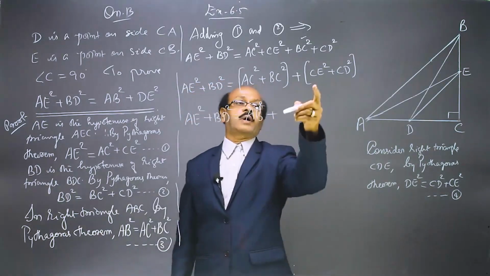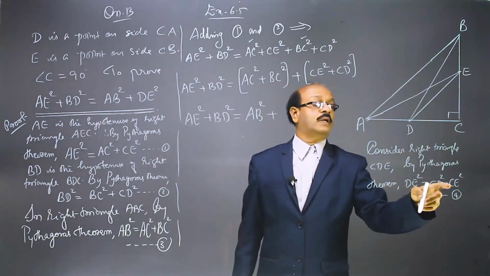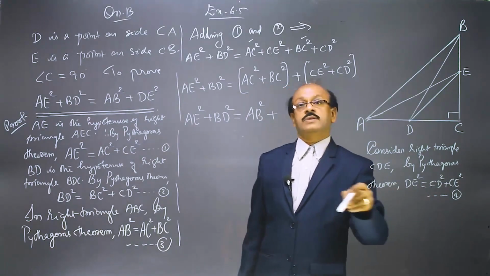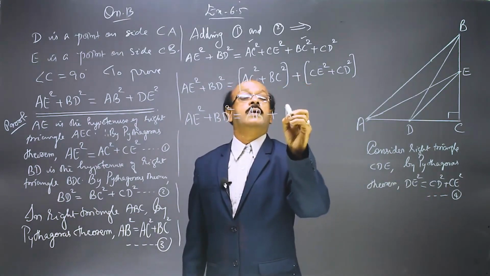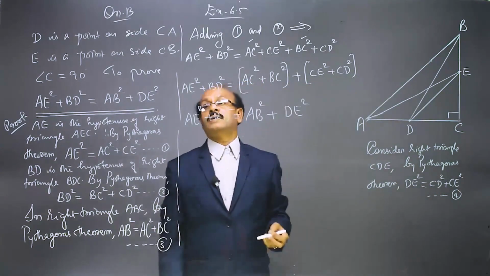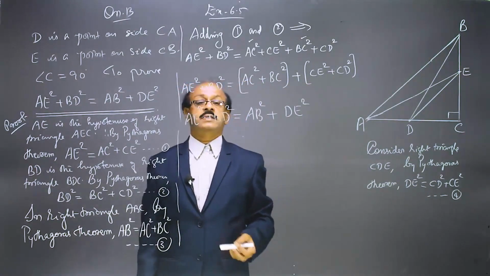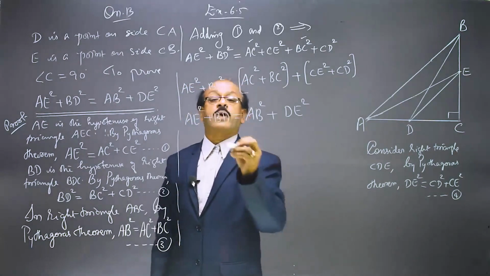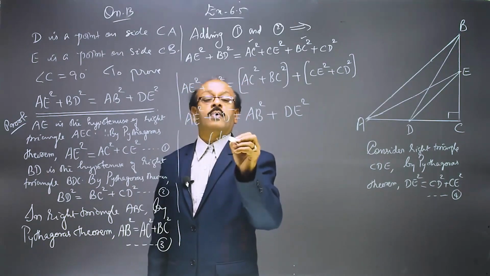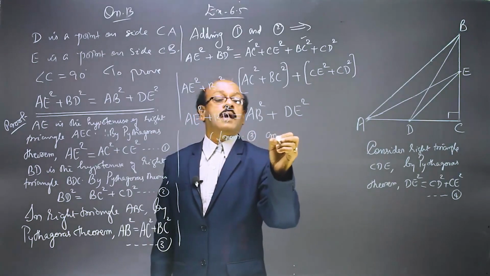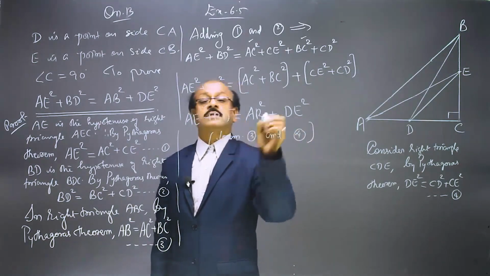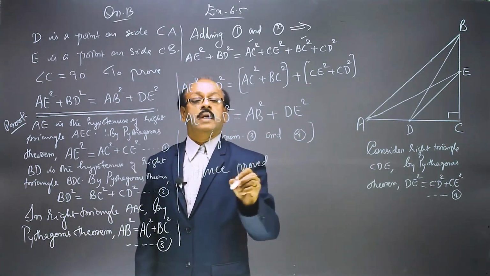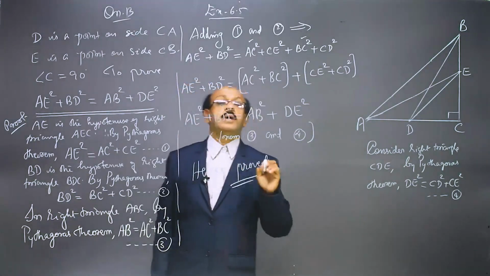What is the value of CE square plus CD square? CE square plus CD square is equal to DE square. So, this bracket reduces to DE square. Thus we are getting our answer which we have to prove, that is AE square plus BD square is equal to AB square plus DE square. We are getting these two results from equations 3 and 4. Hence we proved that AE square plus BD square is equal to AB square plus DE square.